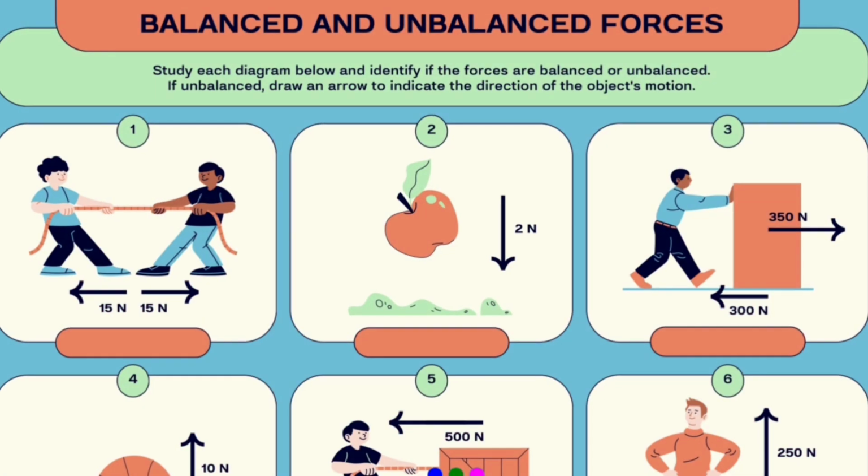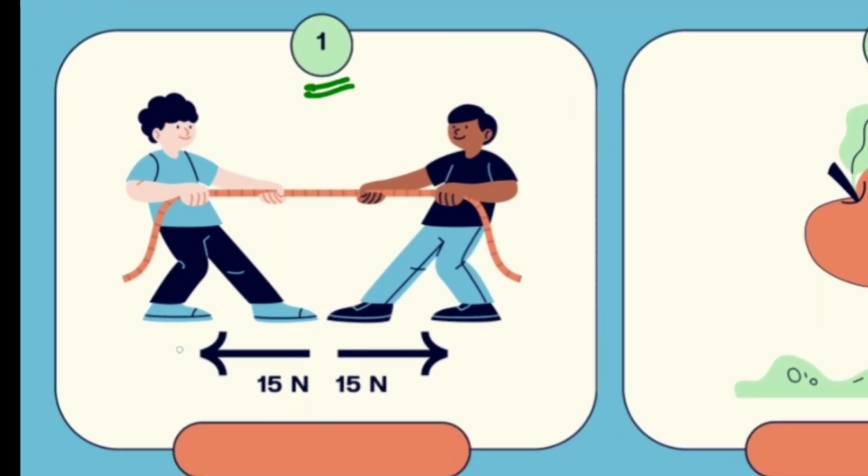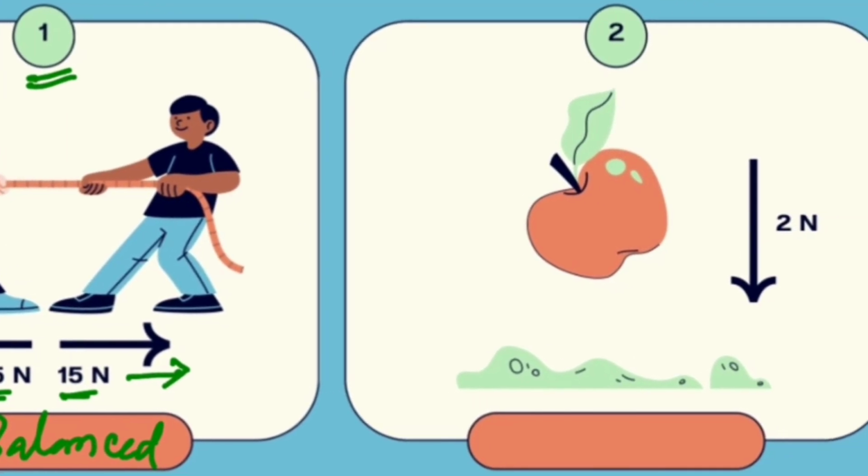Now let's find out whether the forces are balanced or not in the given situations. In the first situation, you can observe 15 Newton force is acting towards left and 15 Newton force is acting towards right. Here, two equal forces are acting along the same line in opposite directions. Therefore, these forces are said to be what, my dear? Balanced. Very good.